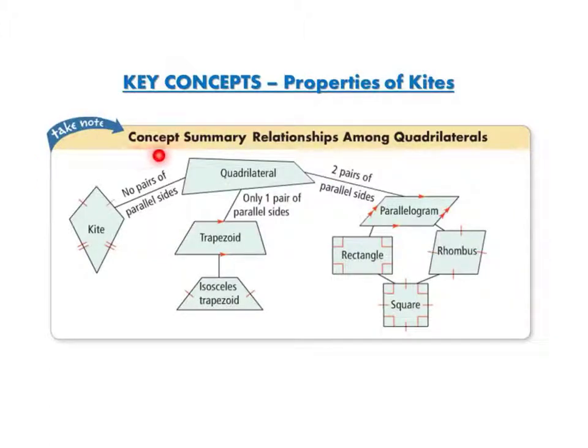I put this concept summary of the relationships of all these quadrilaterals up here just to show you that a kite is a kite is a kite. There is no other quadrilateral that is like a kite. A trapezoid is not a kite. A rectangle or rhombus is not a kite. A kite is over here all by itself. The only thing that a kite has in common with anything else on this map is that it is a quadrilateral. It has 4 sides, and its interior angles have a sum of 360 degrees.